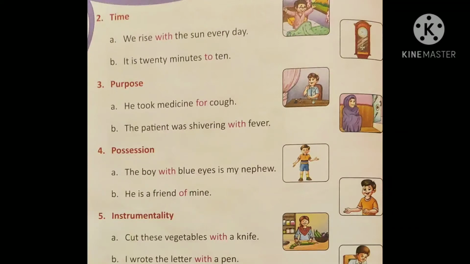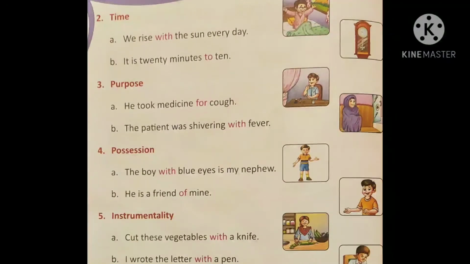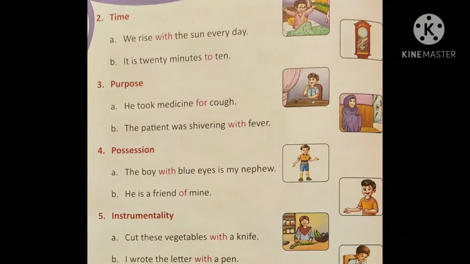Second relationship is of time. A part, we rise with the sun every day. B, it is 20 minutes to 10. So children, this shows the relationship with the time. With, to. Third one is purpose.